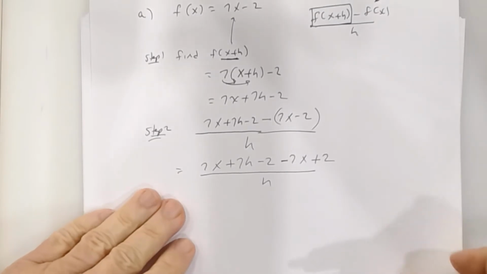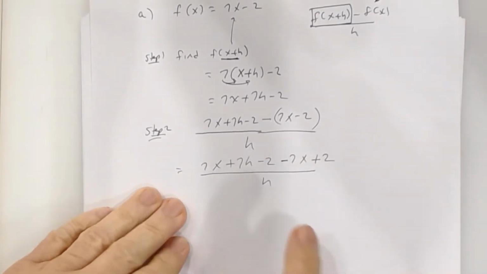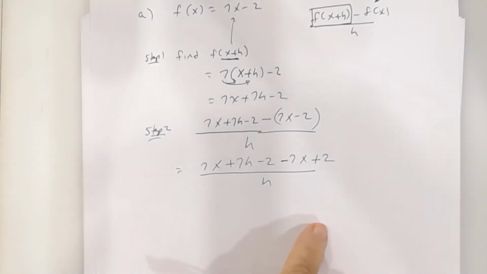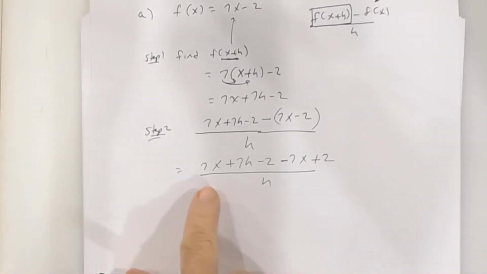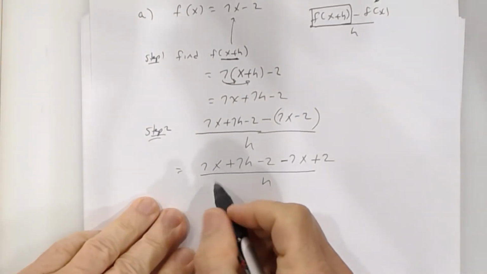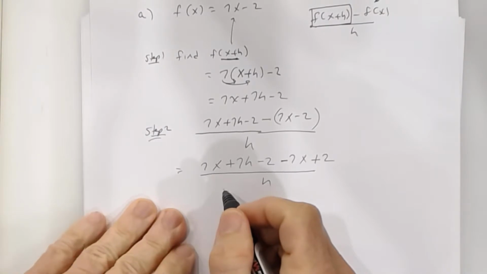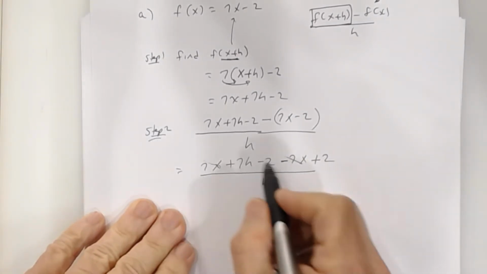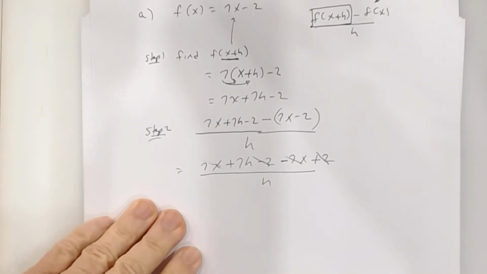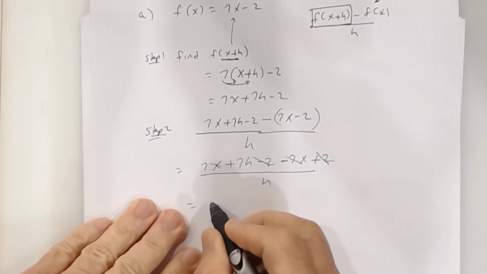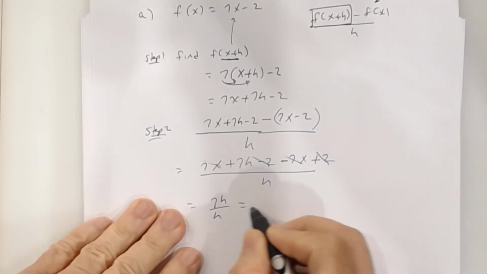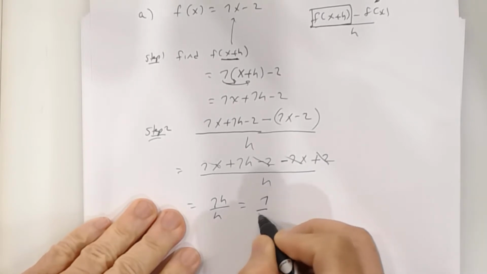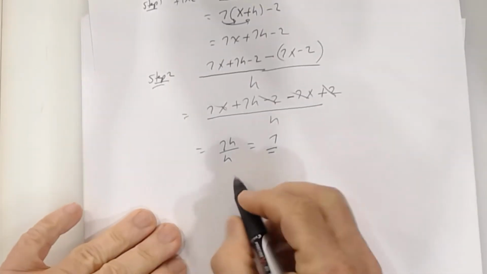Now notice what's going to happen when you combine like terms. You're not going to understand why. Next semester you will. But what happens when you combine like terms is this. Any term that doesn't have an h should cancel out. 7x minus 7x. A negative 2, a positive 2. And what's left? 7h over h, which reduced is what? 7.